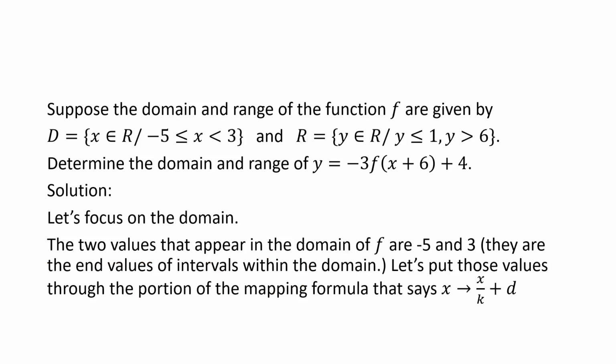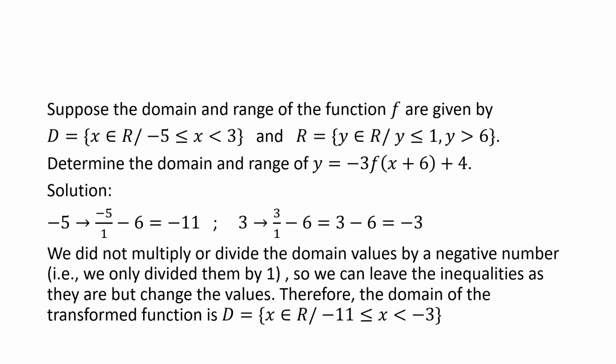Focusing on the domain, we're going to take this -5 and this 3, and we're going to put those through the part of the mapping formula that says x maps onto x over k plus d, because those are values in the domain. So -5 maps onto -5 over k plus d, and 3 maps onto 3 over k plus d.